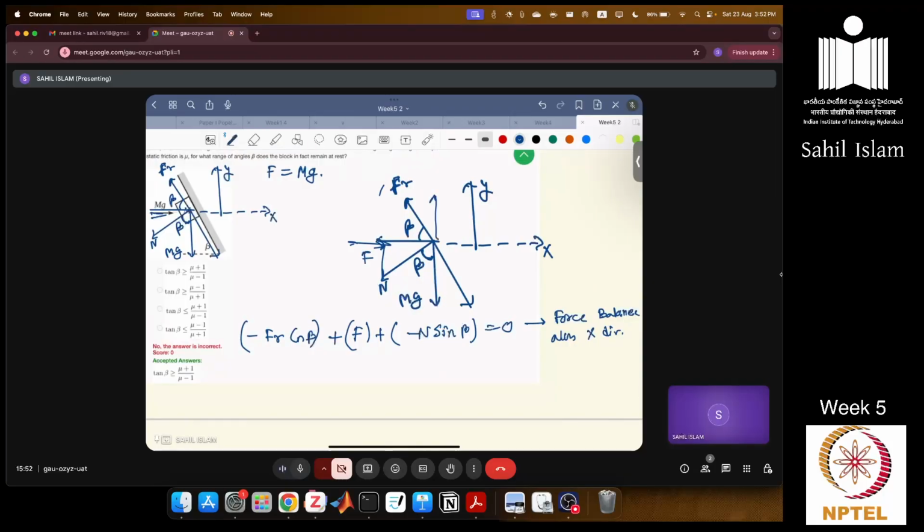Now for force balance along y direction, what will you get? So for frictional force you have Fr sin beta, plus due to this normal reaction you have minus n cos beta, and minus mg equals 0. So this is force balance along y direction.